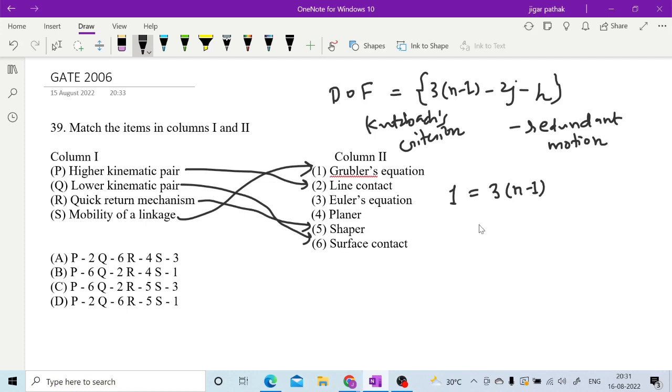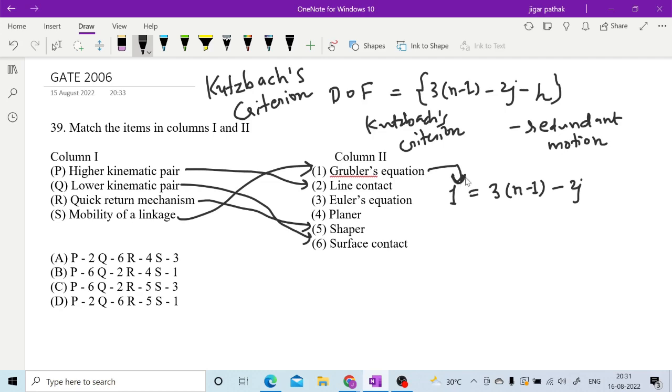Sir, which one? In notes. Please mute yourself. So here, sir, what have you written? Kurzbach's criterion, right? It is, sir, Kurzbach's criterion, right? Okay.